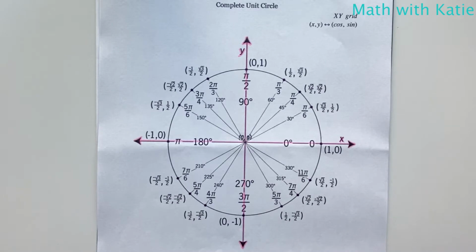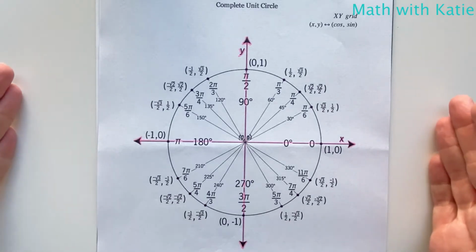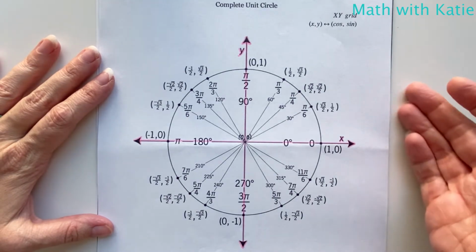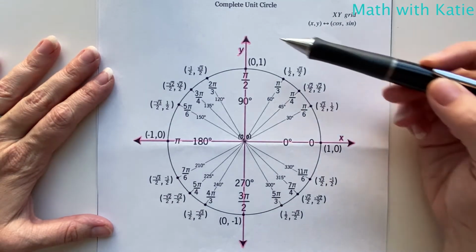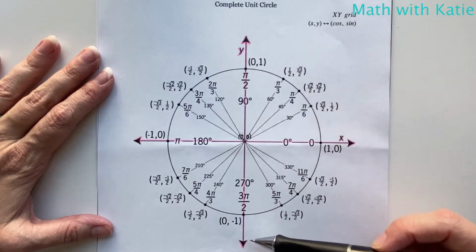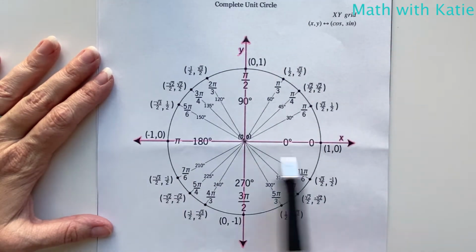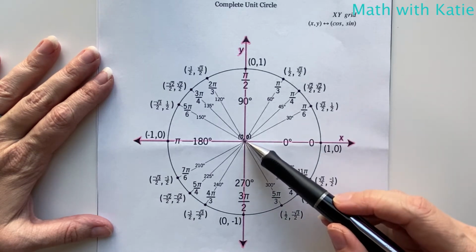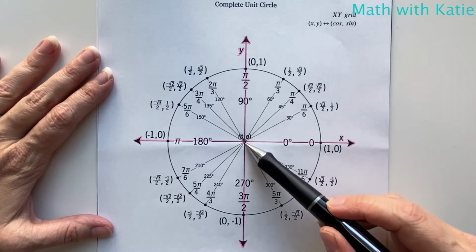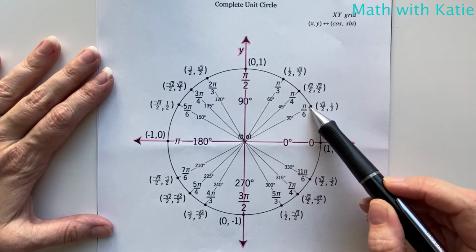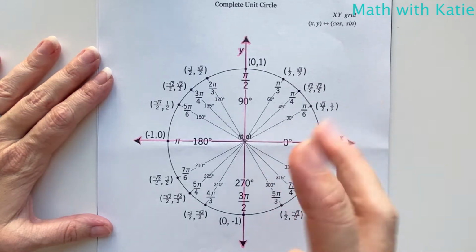And let's get started. So this is a complete unit circle. One thing that I do want you to understand is that it is centered on your XY axis. This is (0, 0) here, and the radius of a unit circle is 1. So all of these lines from the center of the circle to the edge of the circle are all 1. That's why it's called a unit circle.